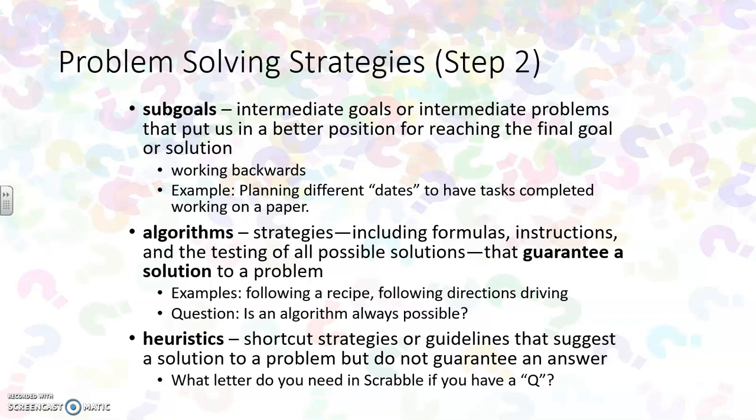An algorithm is a strategy which includes formulas, any sort of instructions, and they help test out possible solutions, but they have to guarantee a solution to the problem. Can they always be possible? Maybe. But an example would be like following a recipe or directions while driving.